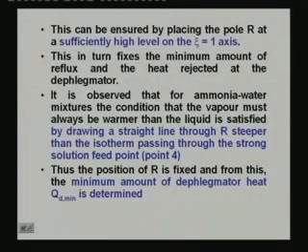Once you find the position of the pole, you can find out QD by M. And why are we doing this? Because we want to find out QZ, because you know QZ minus QD, and if you know QD, you can find out QZ. So, this is the procedure here. It is a complicated procedure. The position of R is fixed from this, and the minimum amount of deflagmator heat, QD minimum, is determined.